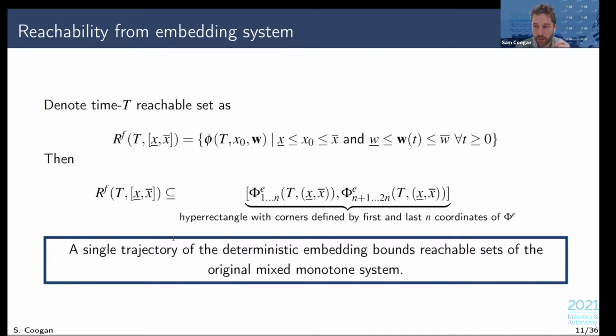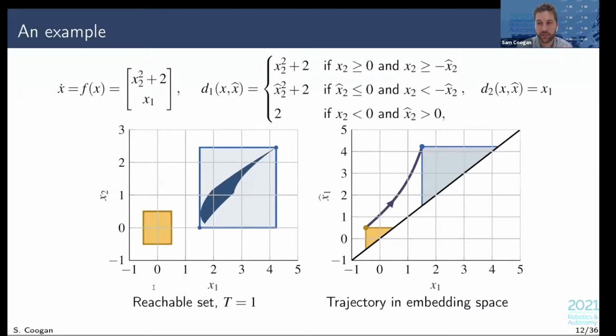And so the power of mixed monotone systems theory comes from the fact that a single trajectory of the deterministic two-n dimensional embedding system provides overapproximations of reachable sets for your original n-dimensional mixed monotone system. And that's the key factor we're going to leverage in our results throughout this talk. So here's just a very simple example to put some pictures to this idea.